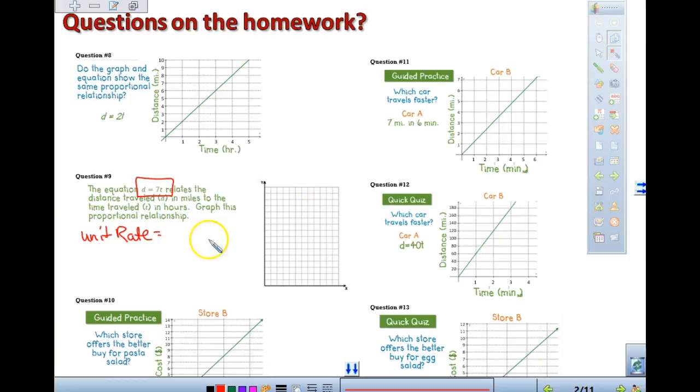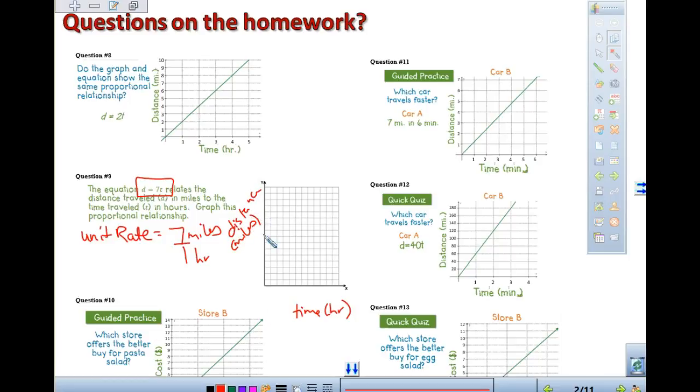Unit rate equals 7. Okay, 7 over 1, and we were talking about 7 what? 7 miles per 1 hour. So when I go to graph number 9, I'm going to put my time in hours. I'm going to have my distance up here, and it's going to be in miles.